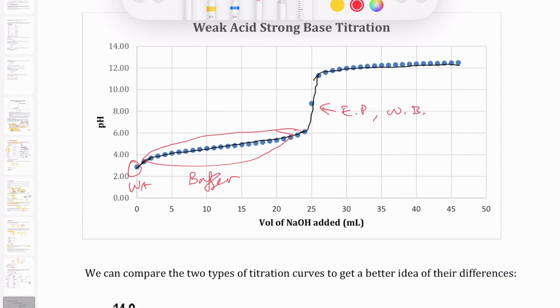It's not always the case, right? But for this titration, it is a weak base. And then lastly, when you get to this part, all we have is strong base that defines the pH, okay?